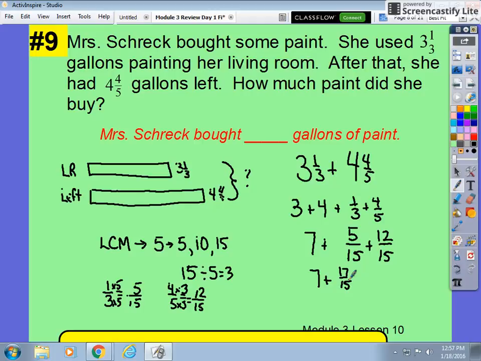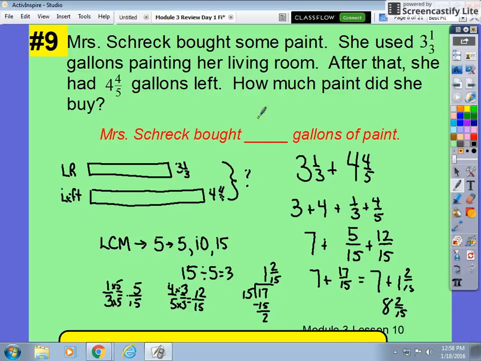So right there, I have a good, correct answer, but I do need to simplify. I need to know what 17/15 is as a mixed number. So remember, I can divide the numerator by the denominator. I can find out how many 15ths are in 17. I know that there's 1, which means there's 1 whole. When I subtract, I have 2 15ths left over. So I have 1 and 2 15ths. So I know that this equals 7, don't want to lose that, plus 1 and 2 15ths. So I know that my final answer is 8 and 2 15ths.